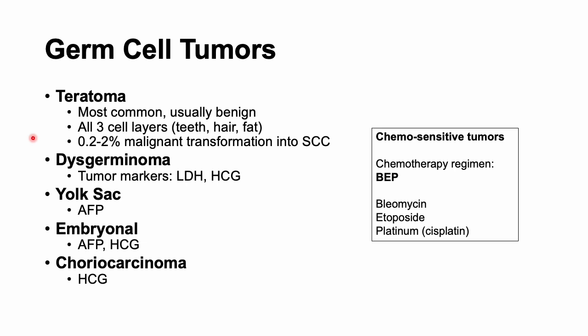Dysgerminomas are your second most common type. You'll typically see LDH and HCG elevated. I like to think of the D in LDH and the D in dysgerminoma. And then you have yolk sac, embryonal, and choriocarcinoma with their respective tumor markers listed there.